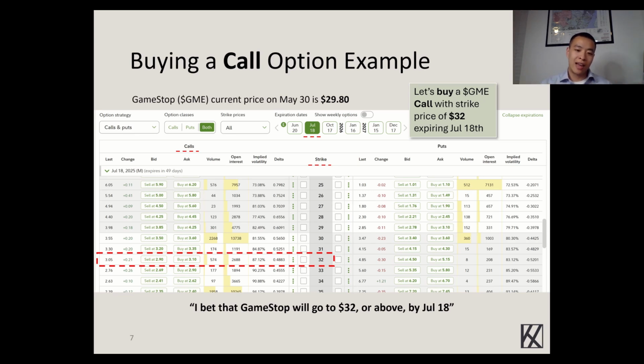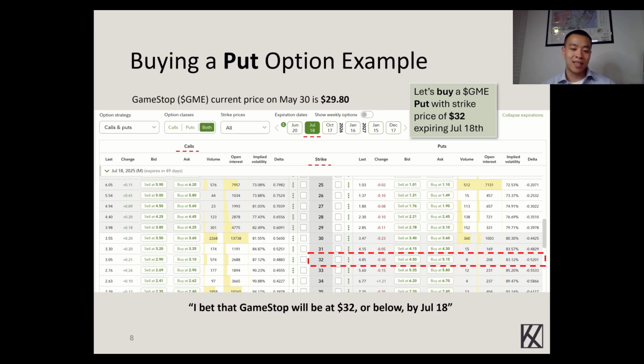That's what it's referred to. It's considered out of the money. And we're going to go over these terms later. So just for now, this is an out of the money call option. If we're buying a put at the same exact strike price, this put will be in the money because a put, right, is pretty much saying I bet that GameStop will be at or below $32 by July 18th. It's a bearish position. And since GameStop's current price is already below $32, hey, we're already right. We're pretty much betting that we'll continue to be right. So that's why this kind of option is considered in the money for put option specifically.